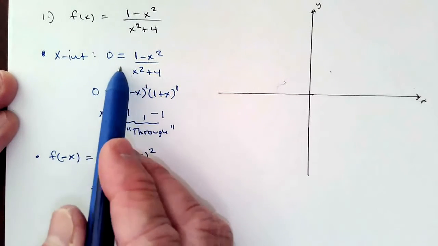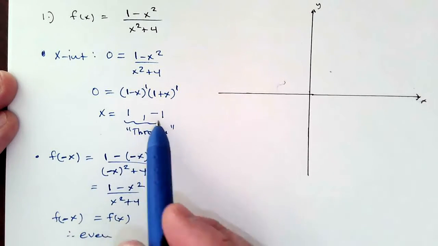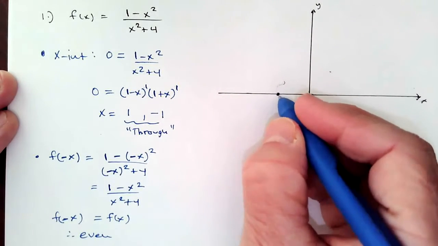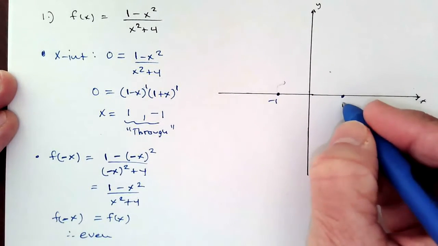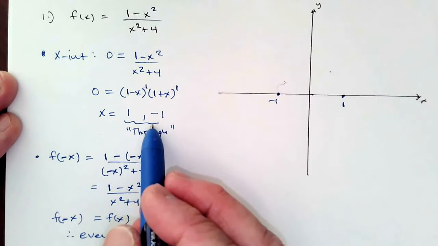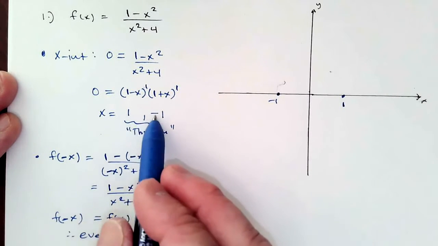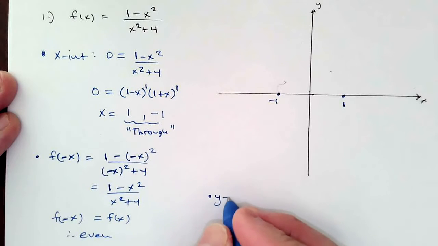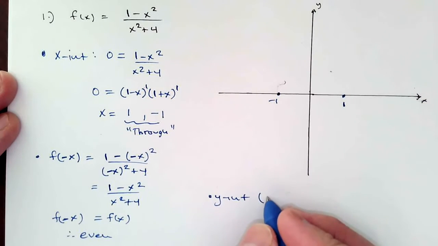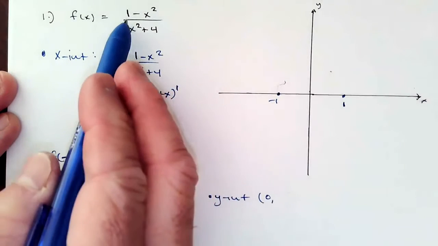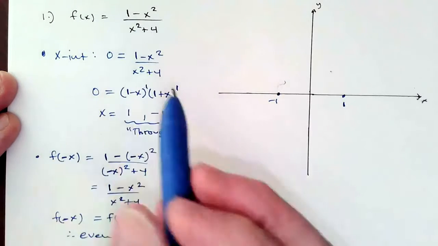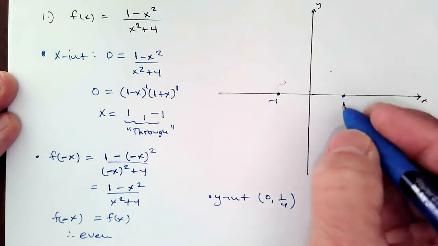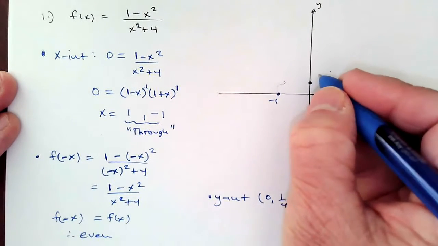Okay, go back to intercepts. Our x-intercepts are 1 and -1. Let's put those in right here, -1, +1. Since one of my x-intercepts is not 0, I can have a y-intercept for sure. I'll just put that right here. Y-intercept, if you let x be 0, this is just going to be 1/4. Maybe about right there.